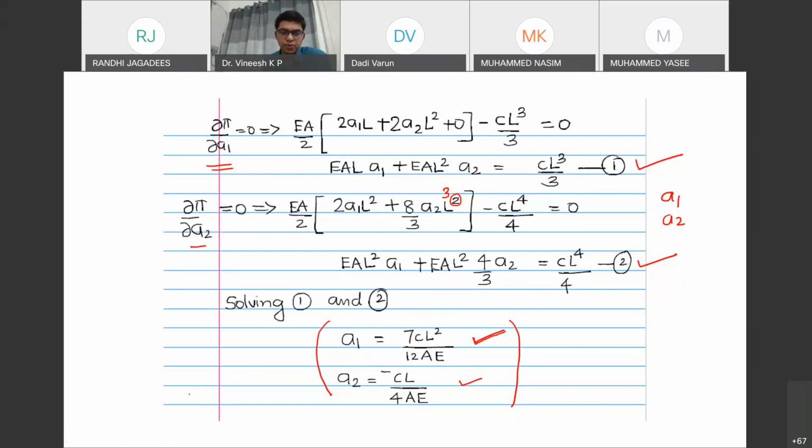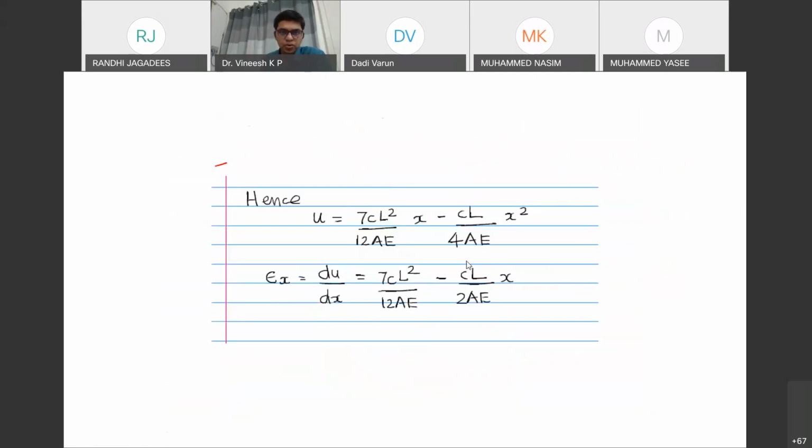Okay, I hope you have noted down. So we found out the value of A1 and we found out the value of A2. So if you know the value of A1 and A2, you are able to write the expression for the displacement. So displacement you are able to write, then A1 x plus A2 x square.